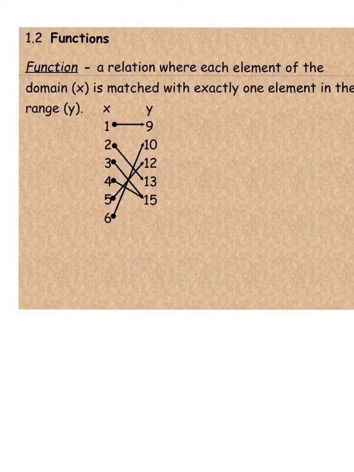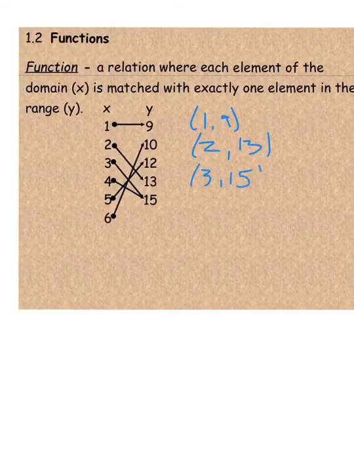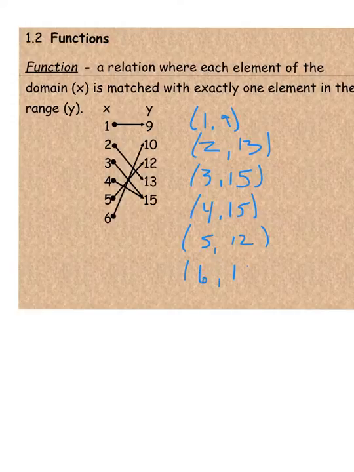So you can see here, if I wrote this relation as a set of ordered pairs, I would have the ordered pairs 1, 9, 2, 13, 3, 15, 4, 15, 5, 12, and 6, 10. So we can see that each element of the domain is matched with exactly one element in the range.